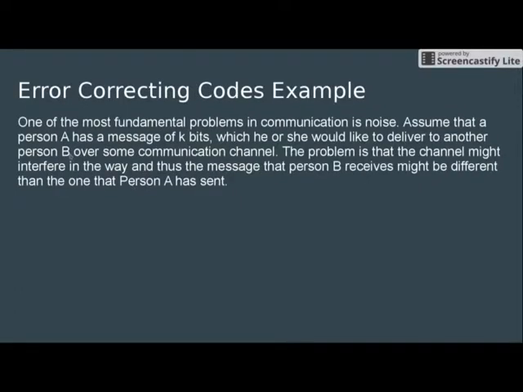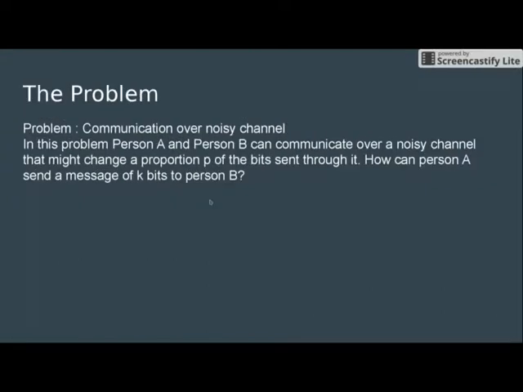An example: one of the most fundamental problems in communication is noise. Assume that a person A has a message of k bits which he or she would like to deliver to another person B through some communication channel. The problem is that the channel might interfere on the way, and thus the message that person B receives from person A might be different from the one that person A originally sent. The problem over here is that the communication is through a noisy channel.